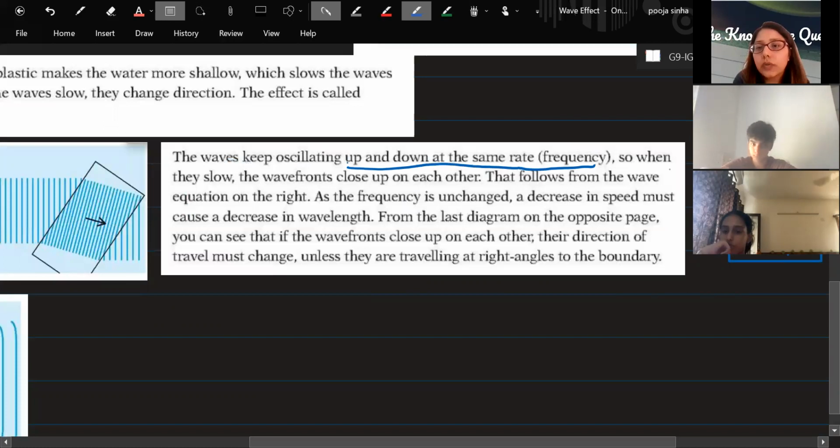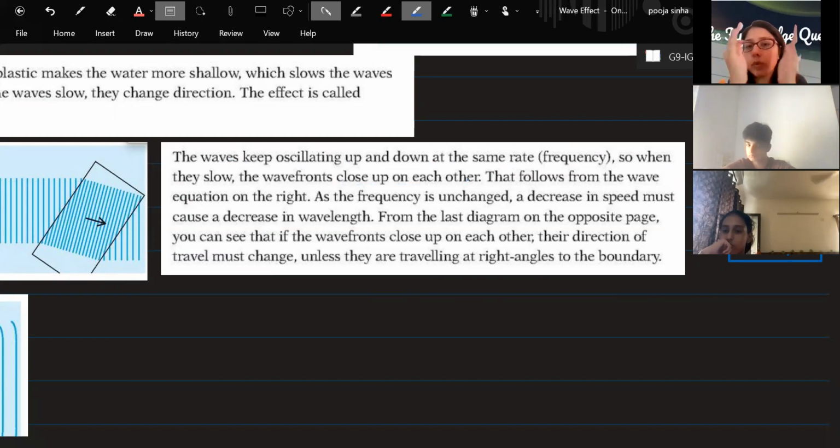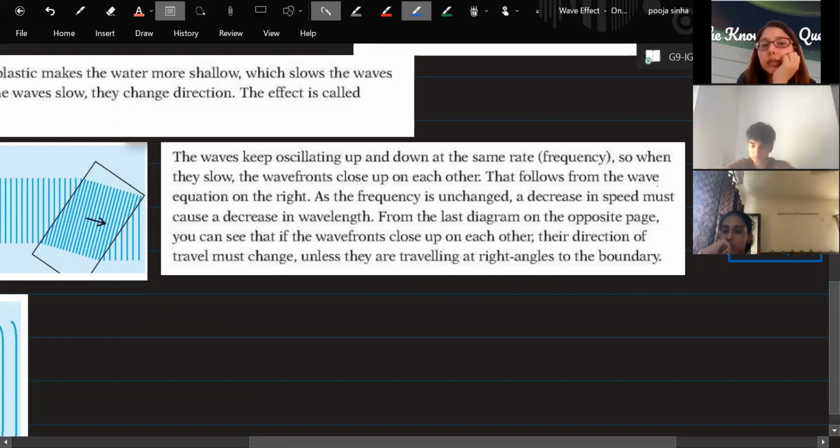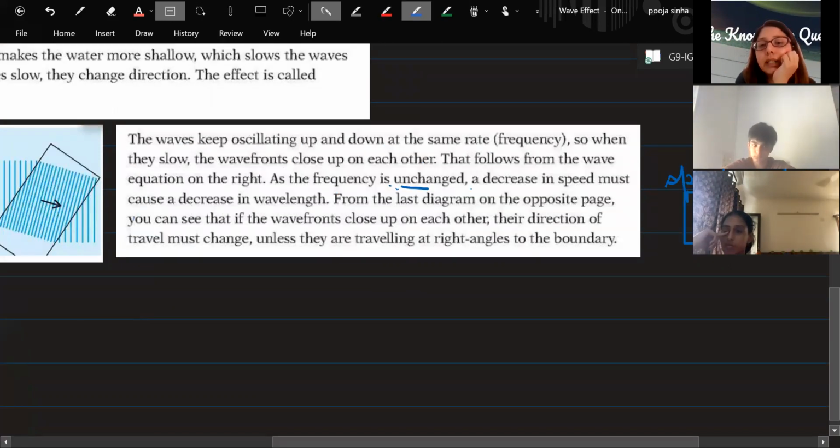So when they slow, the wave fronts close up, they come close to each other. When they're slowing down, the frequency is the same all the time, but they close up. That follows the wave equation. As the frequency is unchanged, a decrease in speed must cause a decrease in the wavelength. That's why you see the wavefronts are smaller and smaller. From the last diagram on the opposite page, you can see that if the wavefronts close up on each other, their direction of travel must change unless they're traveling at right angles to the boundary.